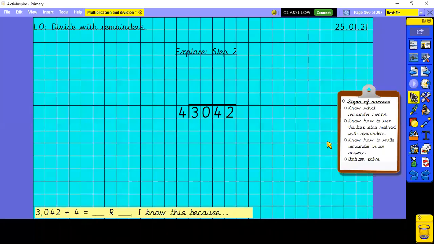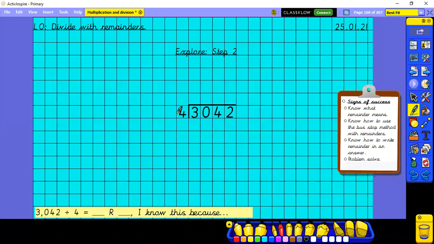Okay, well done everyone. Now we're going to move on to the step 2 input. So I need to divide 3042 by 4. So I'm just going to have a look at my calculation and think about what I need to do. And this time, our divisor doesn't fit into the first column of our dividend. So can 4 fit into 3? No, it can't, because 3 is smaller. So I'm going to go ahead and put a 0 on top of my bus stop.